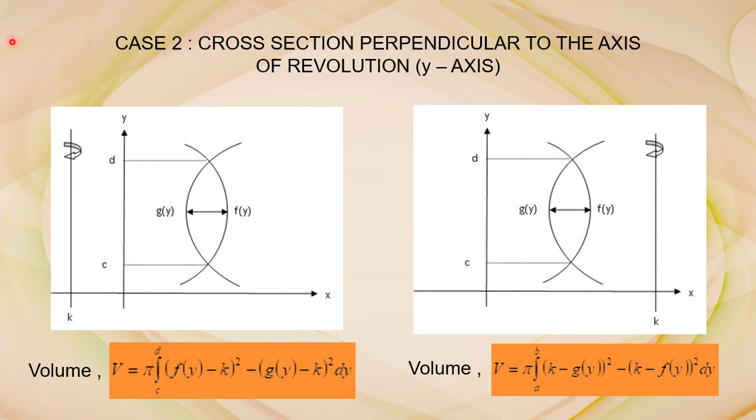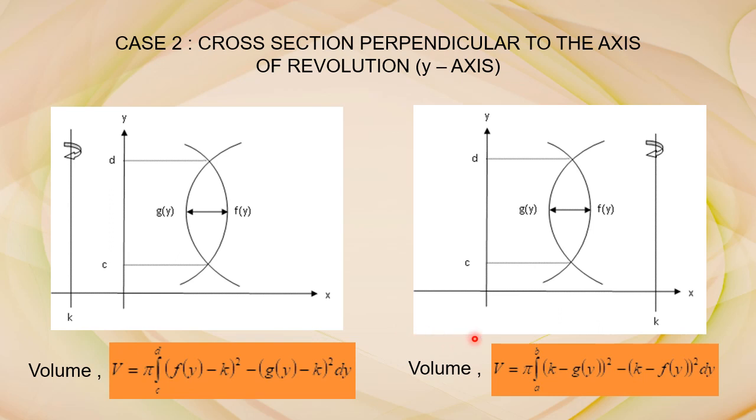Also here we have two formulas of volume. The first one is if our axis of revolution is at the left side of the region. We will use the formula V equals pi integral of (f(y) minus k) squared minus (g(y) minus k) squared dy, where k is the axis of revolution. Integration is with respect to y, and the limits c to d are the values of our region.